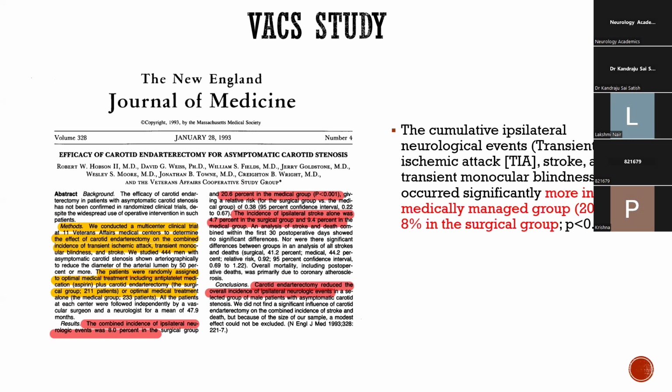In this study, they found that the combined incidence of ipsilateral neurological events was 8% in the surgical group versus 20% in the medically treated group, which is statistically significant. And they concluded that carotid endarterectomy reduced the overall incidence of ipsilateral neurological events.